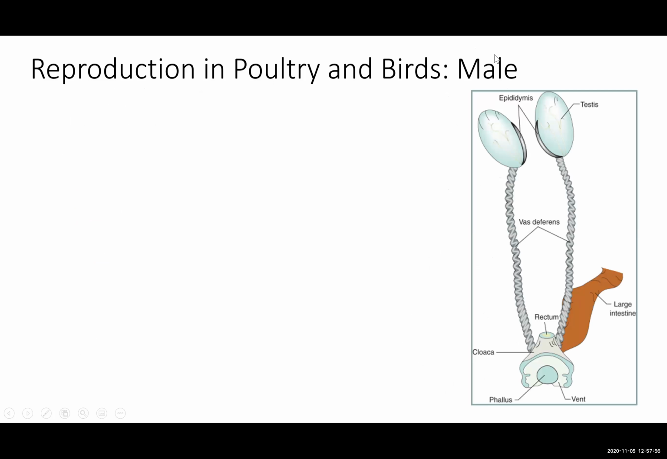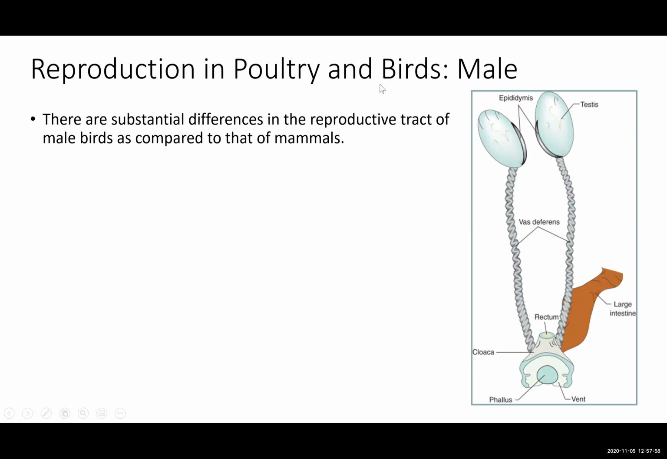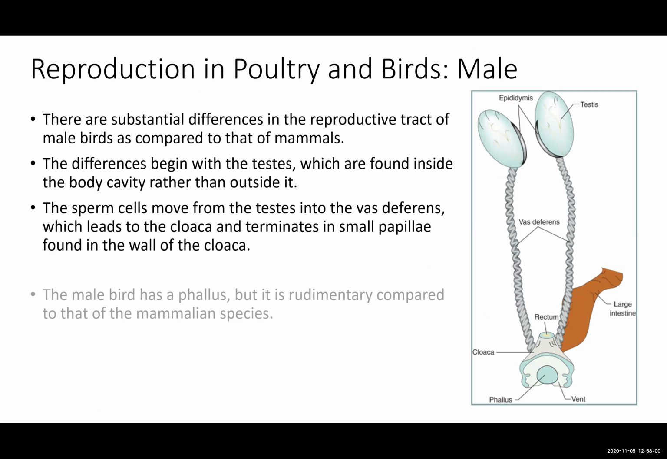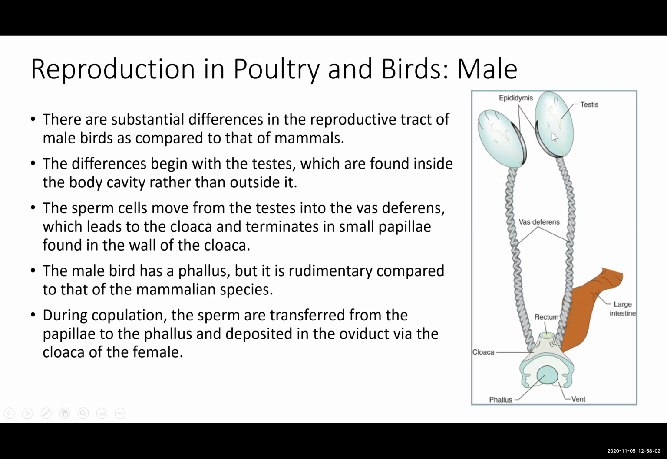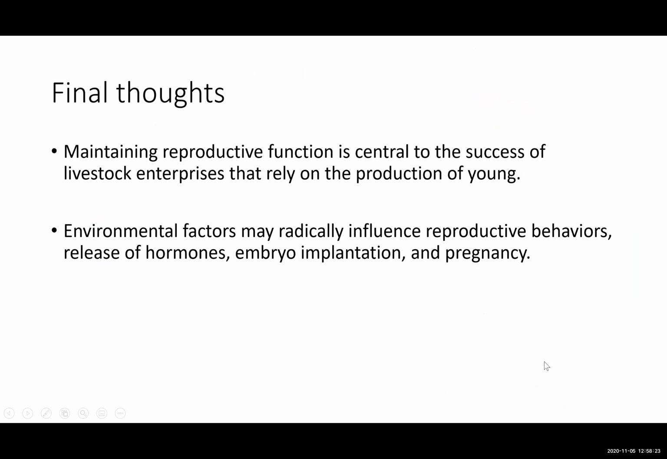In the males, there are some differences and similarities as well. There's an epididymis that's right here, connected to the testes, down the vas deferens. So that's a similar ordeal. It connects to the cloaca, which is also where the rectum comes in. There's a phallus, which is a structure, as well as a vent. So pay attention to this one. It is on your quiz as well.